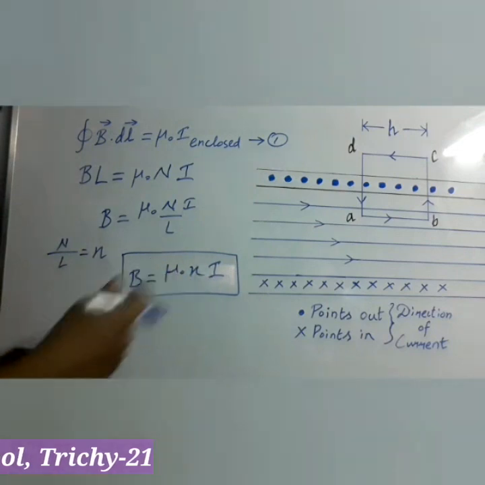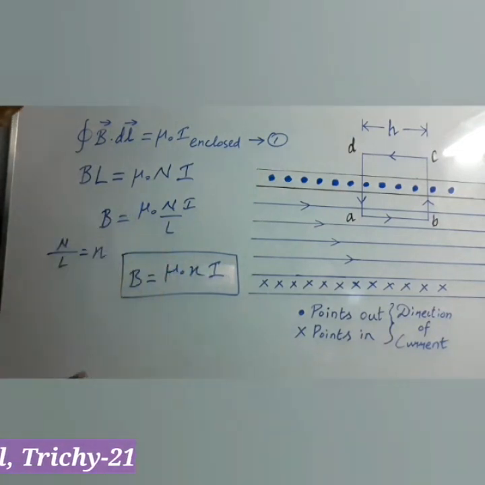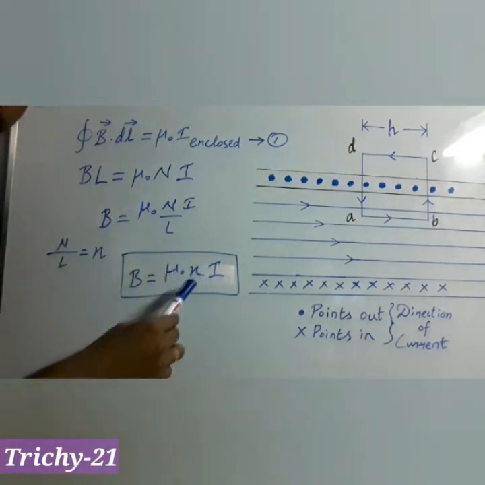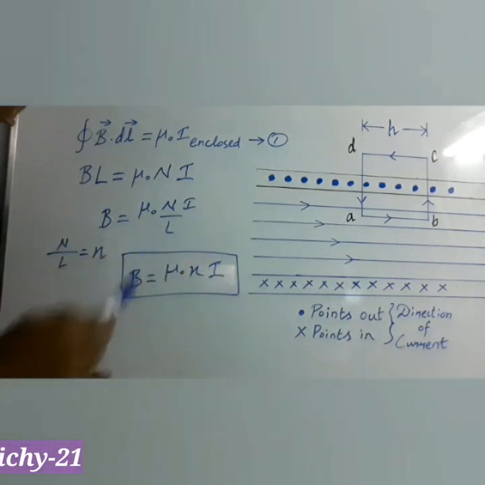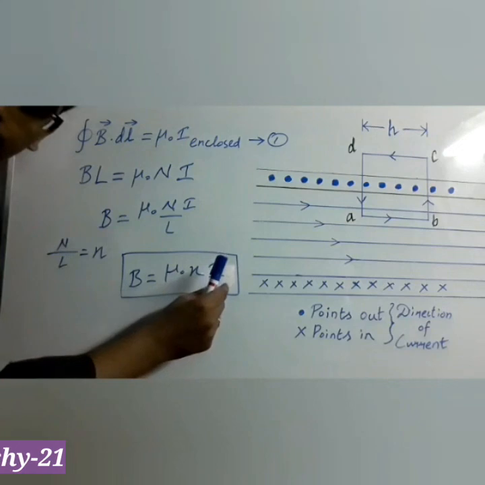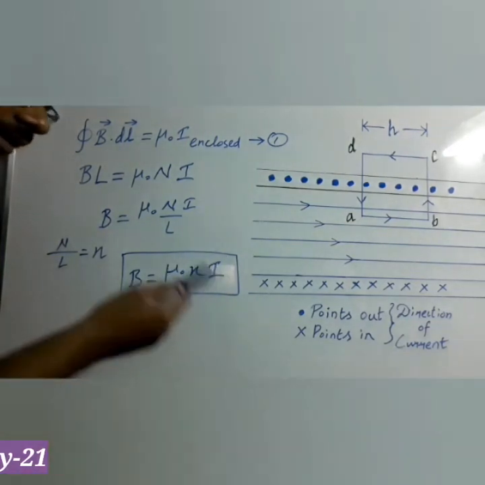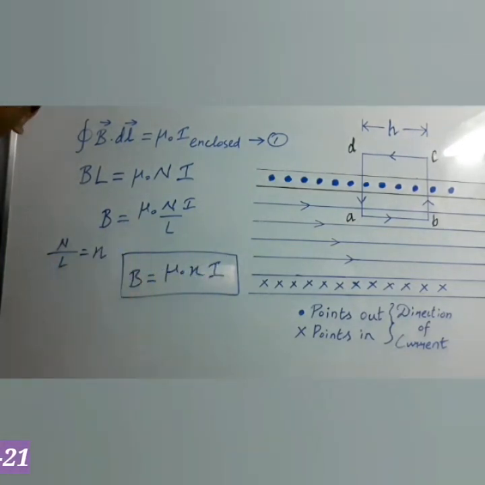In this expression, mu naught is a constant value. The number of turns per unit length, n, is also a constant value. So the magnetic field is directly proportional to I. If a fixed current passes through the solenoid, the magnetic field produced in the solenoid will be constant.